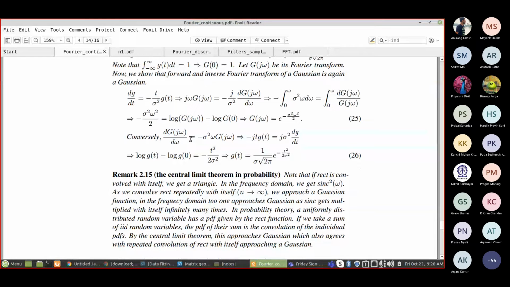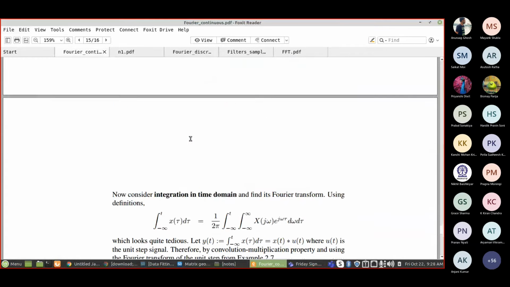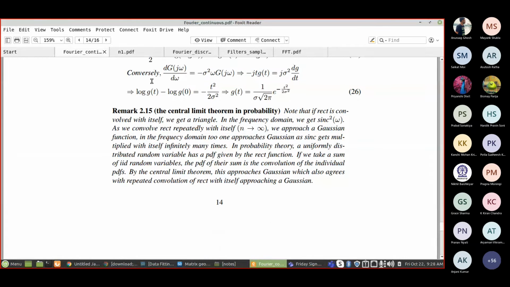So I will just make a short remark about the central limit theorem, and then we can go to the discrete time Fourier transform. So any questions so far? Let me see if there are any comments.